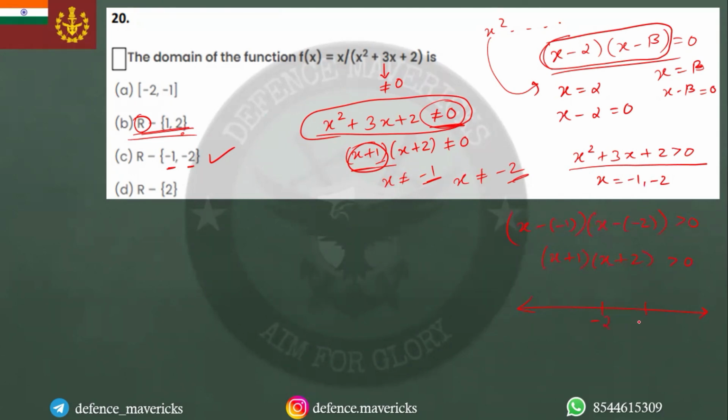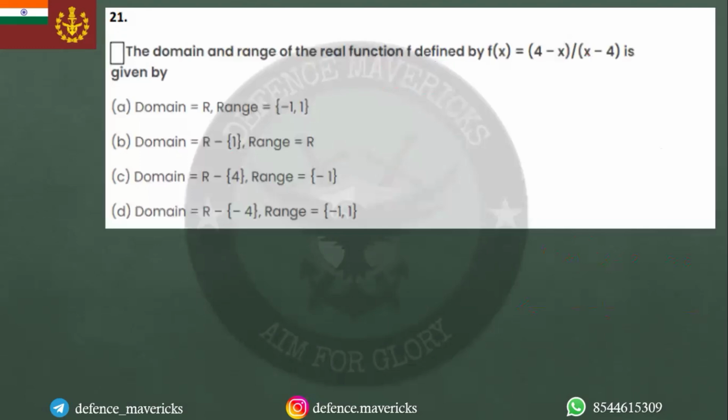So as this is 0 at -2 and -1, the signs are different before -2, after -2, and before and after -1. So before -2 both of them are negative, so negative into negative will be positive. Between -2 and -1 this will be negative, this will become positive, so the answer will be minus. And after -1 this expression will be positive, this will also be positive, so it will be plus. We want greater than 0, so you take this and this. I think many of you must be knowing this, but just for your revision's sake I told it again.